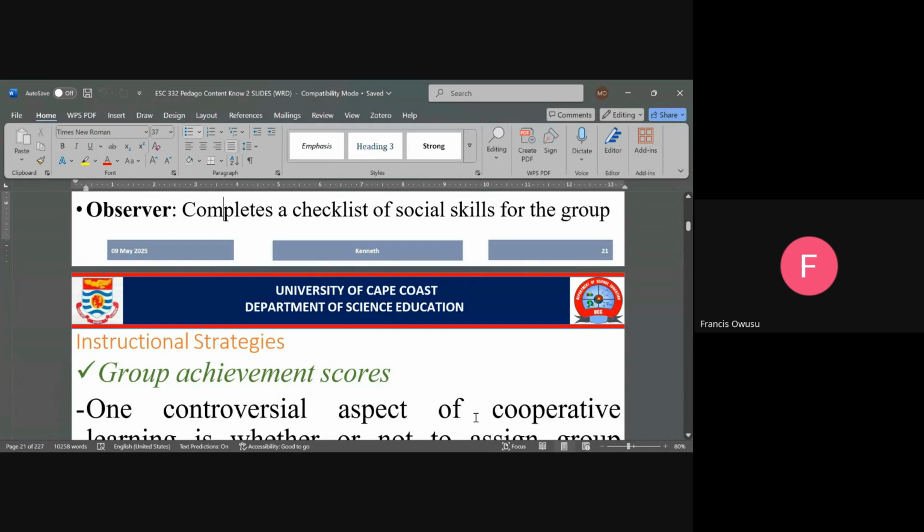But if you didn't give them scores, even some of them will ignore it. They will not do it. But if you give them scores, they will see that this one is serious, so all of them will participate. Okay, that's another thing you can say. Any other?